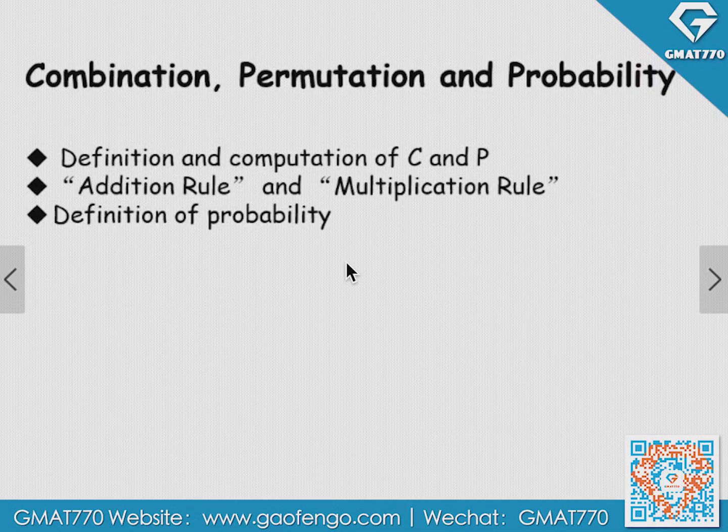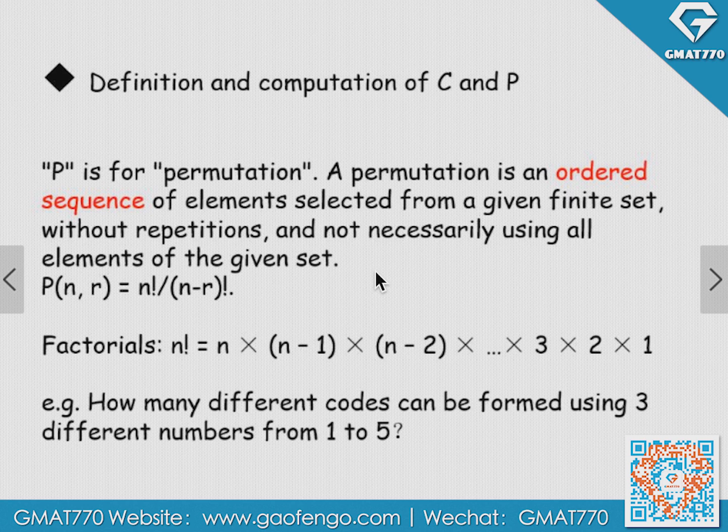In today's lecture, first we will talk about the definition and computation of CMP, which is short for combination and permutation. Second, we will move on to the 2 basic rules, the addition rule and the multiplication rule, and the usage of these 2 rules for you to solve the questions. And third is the definition of probability. Okay, so first we'll talk about the definition and computation of CMP.